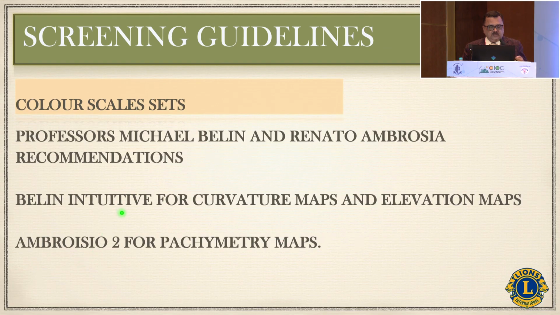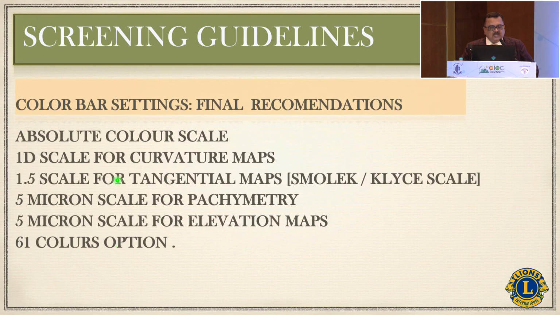And these are the recommendations. The Belin intuitive color map should be used for curvature maps. These are the take-home messages. And Belin intuitive should always be used for the elevation maps. Ambrosio 2 should be used for the pachymetry maps. And these are the scales.